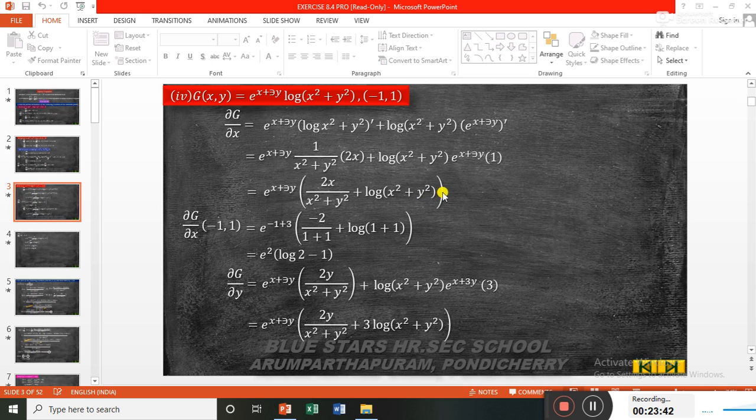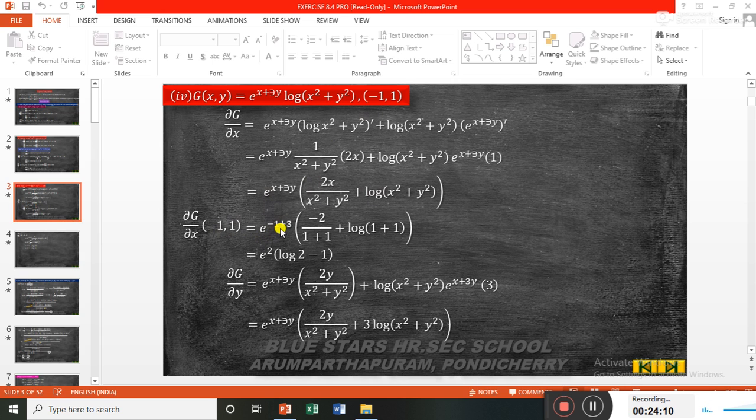So you see, here the first two terms have e power x plus 3y common. So e power x plus 3y into 2x by x square plus y square, plus log of x square plus y square. Now I substitute the point minus 1 comma plus 1. So x is minus 1 and y is plus 1. I substitute throughout the equation.